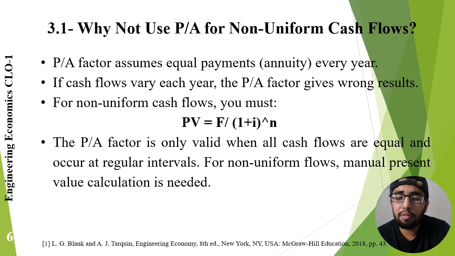Although the P over A factor is useful, it can only be applied when annual cash flows are equal. The P over A factor assumes equal payments every year, an annuity. Many real engineering projects do not have perfectly equal cash flows. Maintenance costs may increase over time. For example, in industries there are machines, and they require maintenance depending on production output every year. Revenue may fluctuate depending on market conditions and inflation. In such cases, using the P over A factor would lead to inaccurate results.